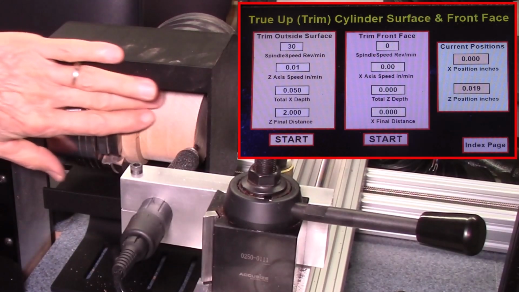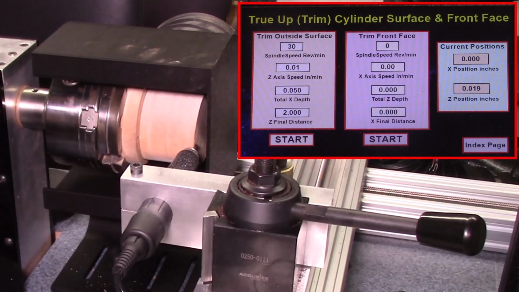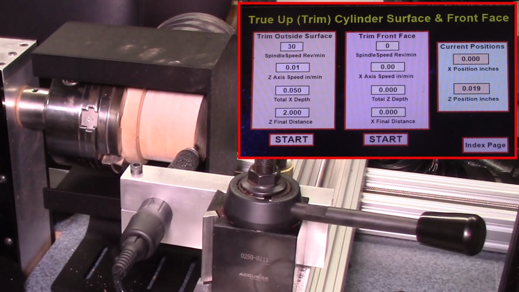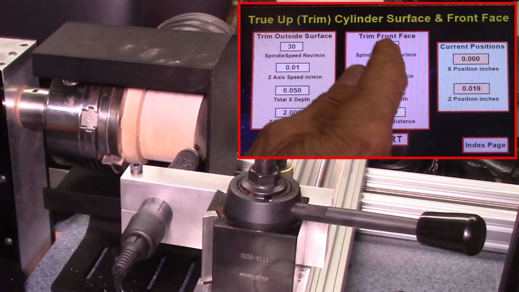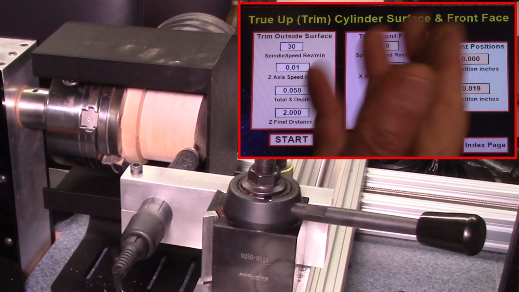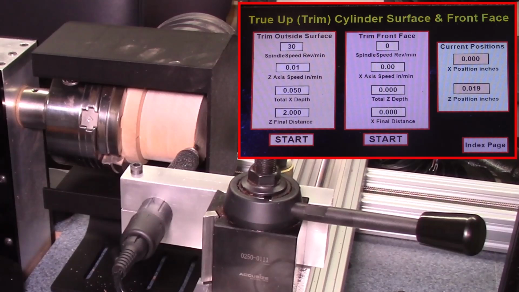Okay, now we have a surface that's perfectly smooth and clean and perfectly symmetrical, so if I make patterns on the outside, I'll get perfect patterns. And the front facing works the same way. I showed that in the previous video, but the same thing. You put in your speeds and your depth of cut, and just keep repeating it until you get a nice clean surface.